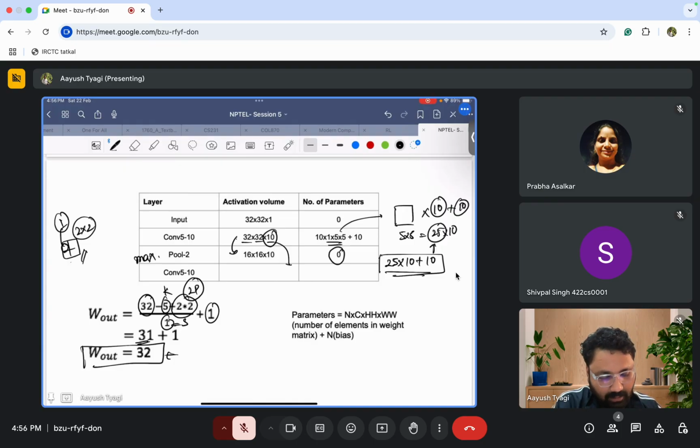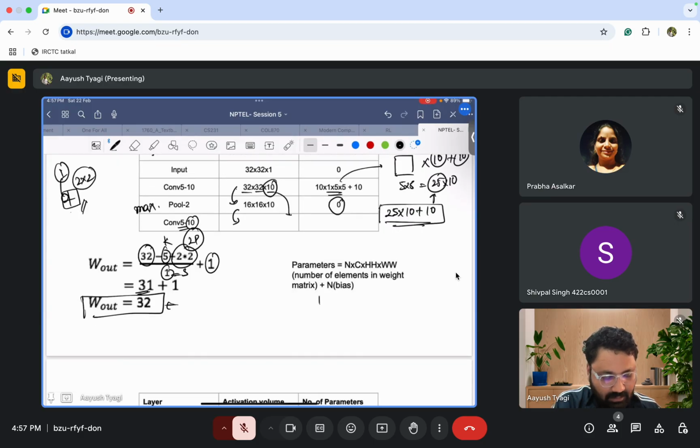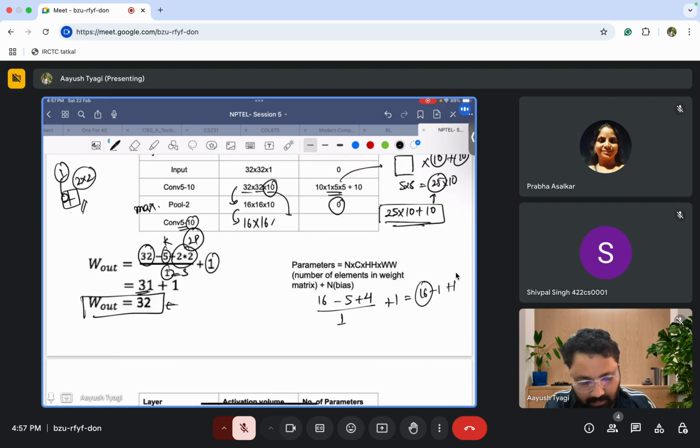Suppose we do a CNN-based convolution operation with a filter size of 5 and there are 10 such filters. In that case, what will be the output size? 16 minus 5, padding is 2, plus 4, divided by stride which is 1, right? So what should it be? 16 minus 1 plus 1, 16. So it should be 16 cross 16 into 10.